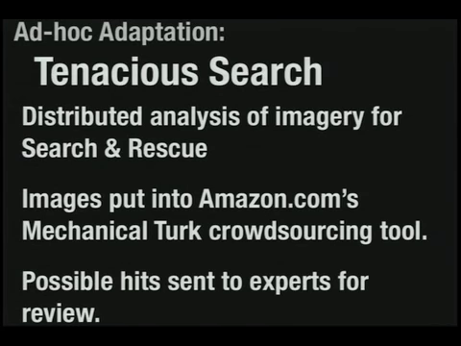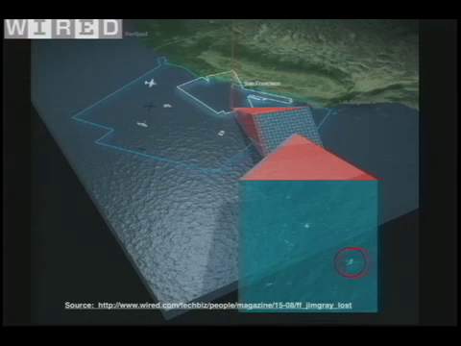So an example of this is the search for Jim Gray, the Tenacious Search. It was a large project using distributed analysis of satellite imagery from search and rescue organizations. And they used Mechanical Turk. It was one of the best uses of Mechanical Turk imaginable. A huge effort to send possible hits and looking for Jim Gray, who went missing at sea. Great story in Wired that covers this. Unfortunately, there was no champion that emerged afterward.